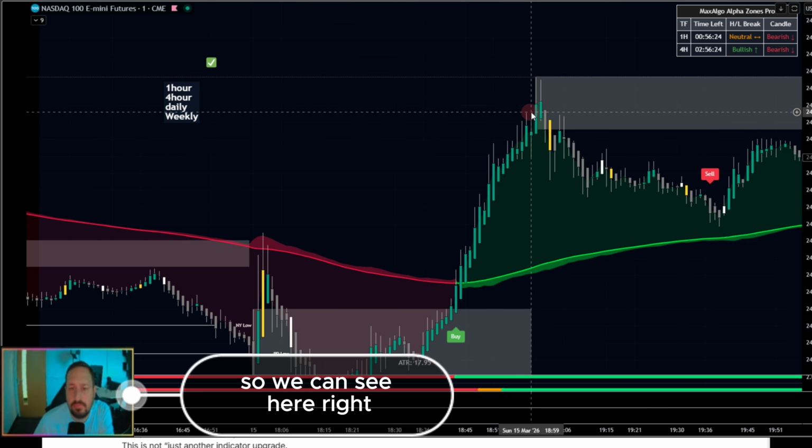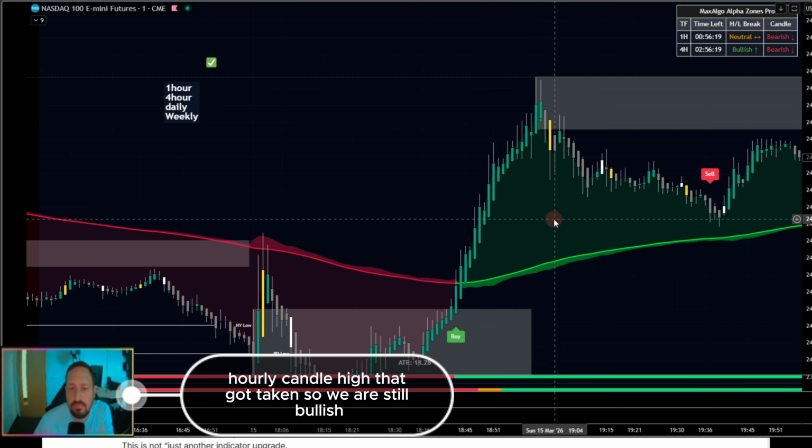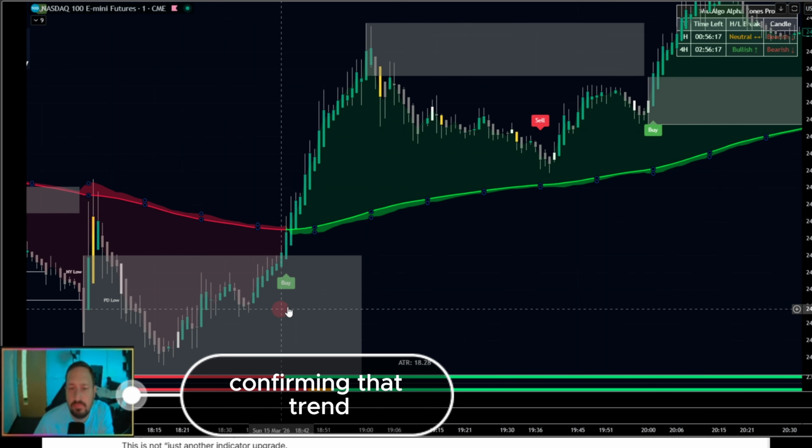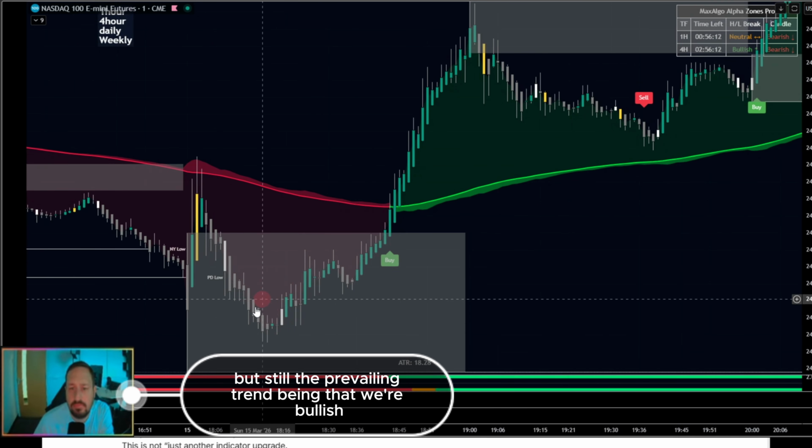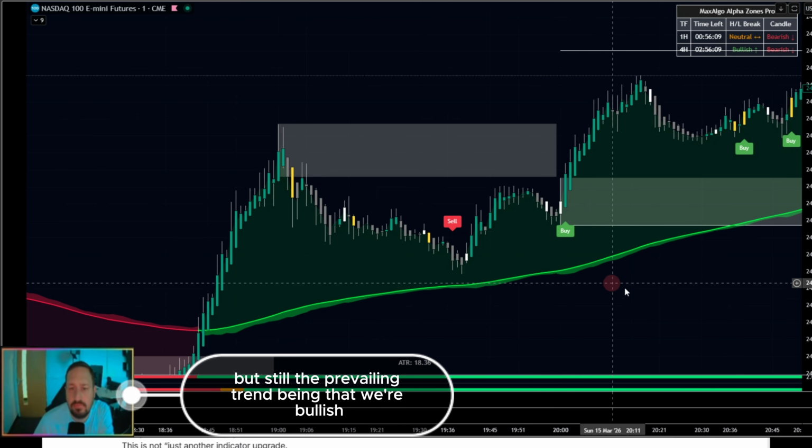So we can see here, right? Hourly candle high, that got taken. So we are still bullish, confirming that trend. We have a bit of a retracement. That candle ends bearish, but still the prevailing trend being that we're bullish.